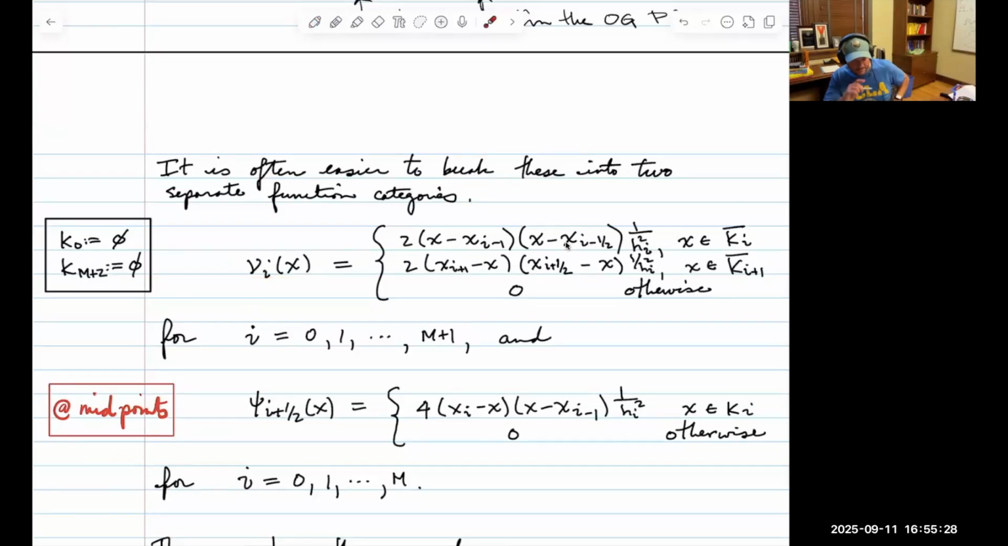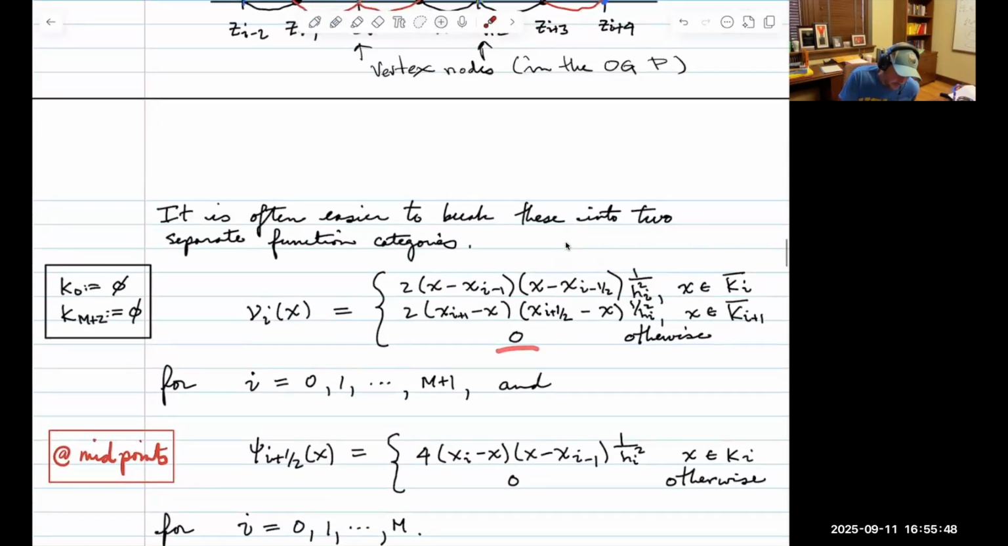Now, this little formula works out perfectly. These are two quadratics, which I'm going to join together over the two neighboring intervals k_i and k_{i+1}. So what does this look like? And by the way, it's 0 everywhere else. So basically, it makes sense according to the picture that we had previously.